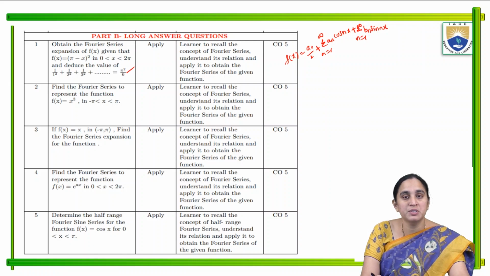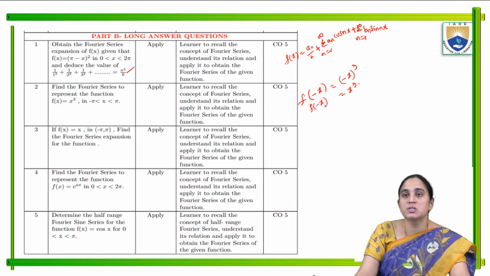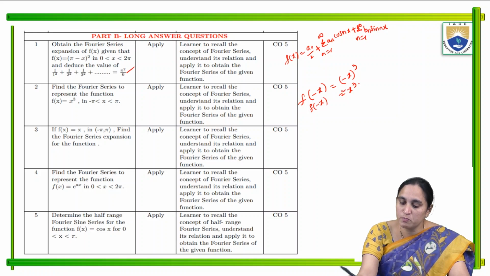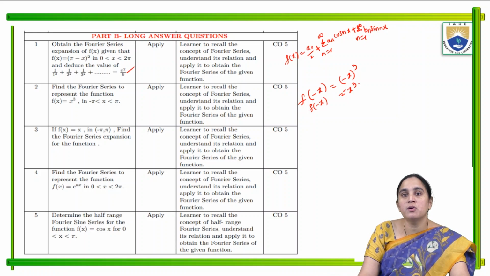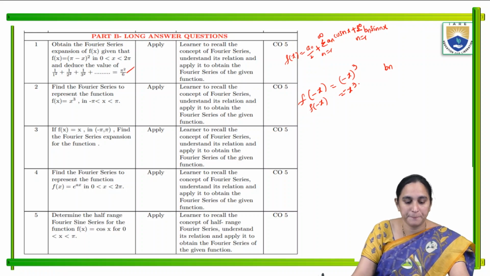Observe here the function f of x is equal to x cube. First of all, I have to verify whether it is an even or odd function. Okay, according to the definition, f of minus x is equal to minus x cube, which is equal to minus of x cube. That is, f of minus x is equal to minus x cube. Minus x cube means it is an even or odd function? Odd function. Okay, for that case, what do we have to solve for the Fourier series? That is only to find the b n value. Okay, only b n can be found for the Fourier series within the limits minus pi to pi.